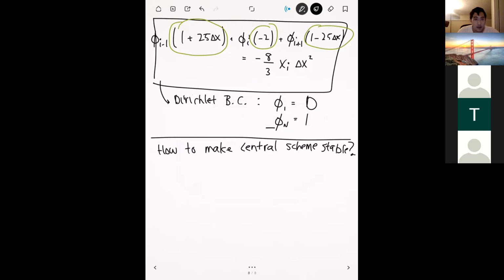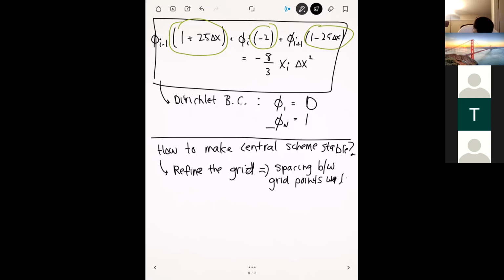And so one way that we can make the solution stable that you saw was that we simply refined the mesh, right? Okay. And so what exactly was it about refining the grid that made it stable, right? When you refine the grid, what happened was you basically made delta X smaller, right? So the spacing in between grid points went down when we refined the grid, okay? Right, so delta X decreased.